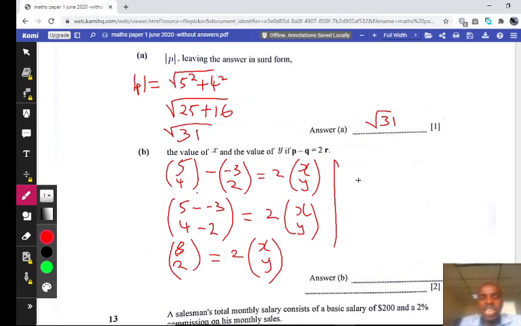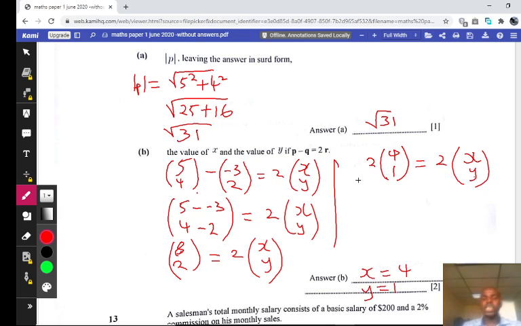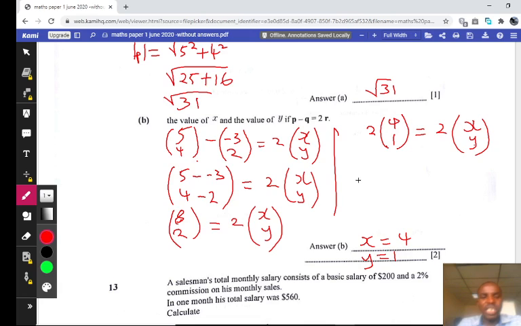Factor out 2 here. Then 8 divided by 2 will be 4, and 2 divided by 2 will be 1. This is equals to 2 times (X, Y). Now let's equate. 2 is equals to 2 outside the brackets. Then the corresponding values: 4 is equals to X and 1 is equals to Y. So you write X is equals to 4 and Y is equals to 1. You're done. That's how we work out that question.